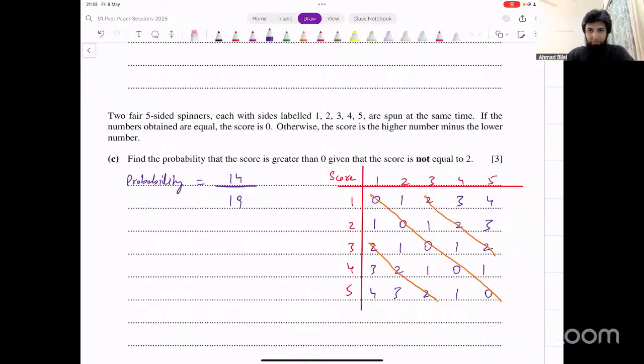Is that okay? Makes sense to everyone? No problems?